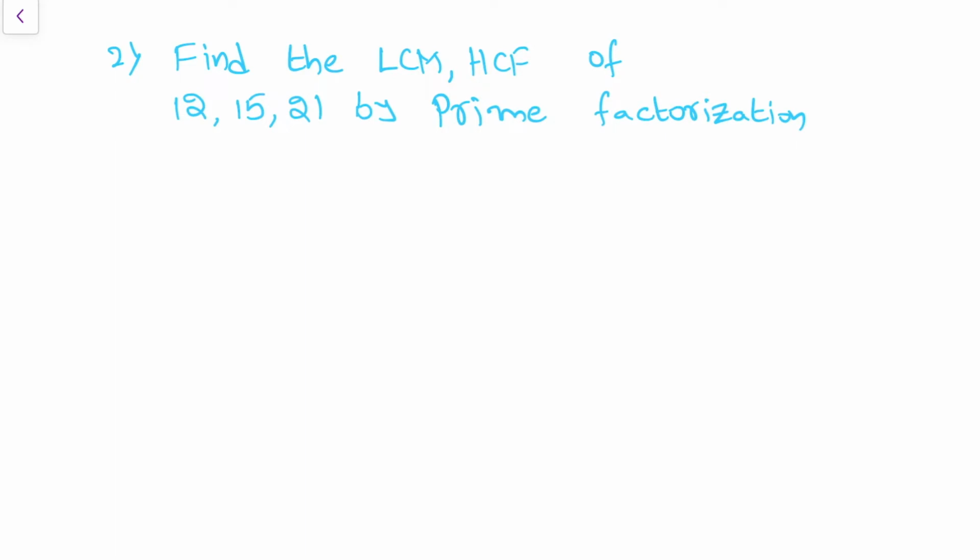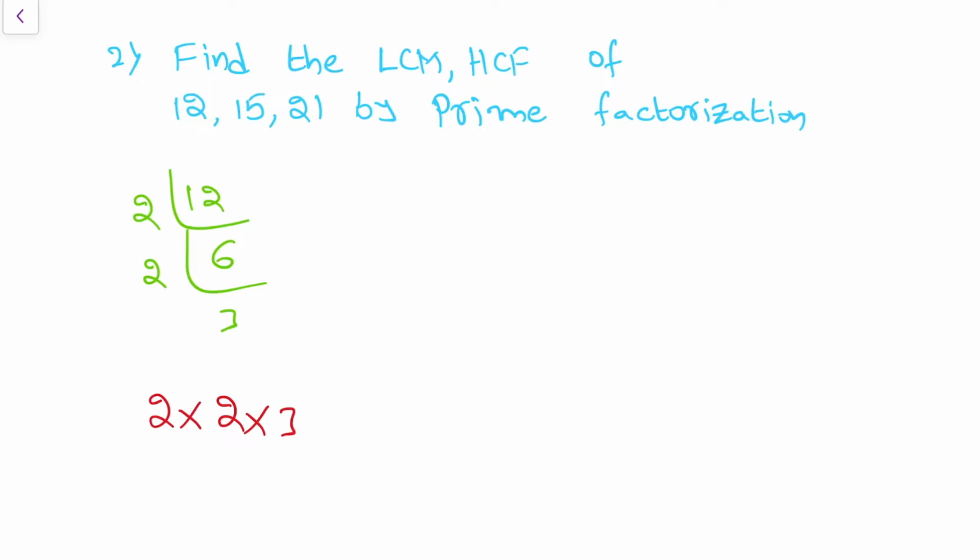Find the LCM as well as HCF of 12, 15, 21 by the prime factorization method. First, for the given numbers, we need to do prime factorization. So let us do it for 12. 2 sixes are 12. 2 threes are 6. Now let us write this. So 12 can be written as 2 into 2 into 3. To avoid any confusion, I am not writing in powers, that is 2 square into 3.